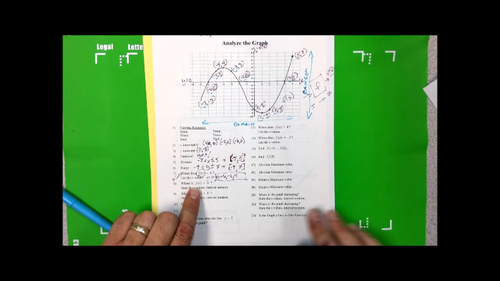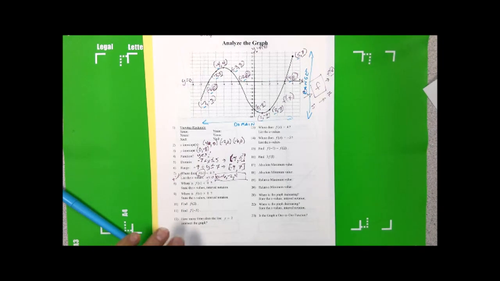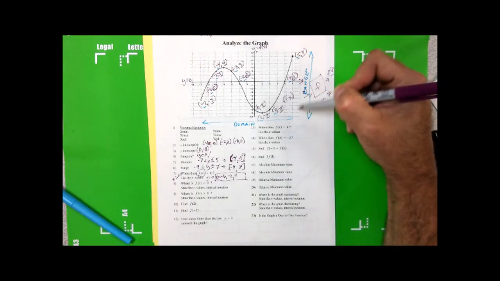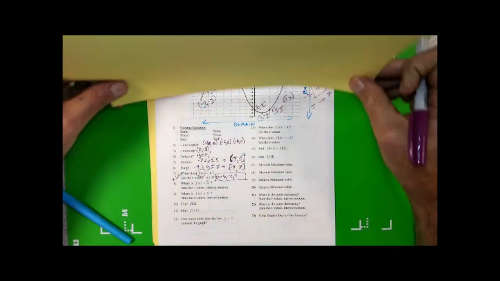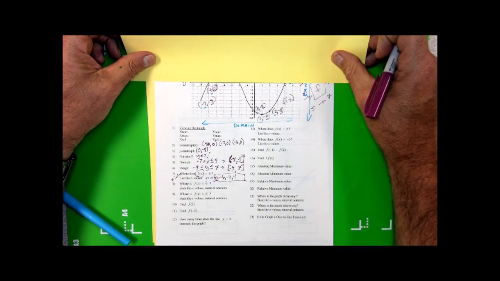Where do you think we would be able to say, where are the outputs less than 0? Where are the outputs less than 0? Of course, as we said, if we're talking about y values less than 0, then we're talking about everything underground, aren't we?